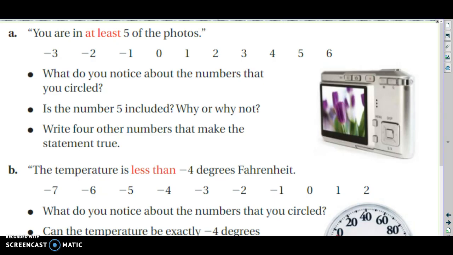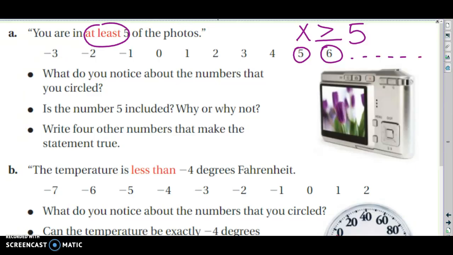So you are in at least 5 of the photos. So you could be in 5, or you could be in 6, or anything bigger than that. So if I translated this into an inequality, we would say that x is greater than or equal to 5, right? At least was our clue that we're saying greater than or equal to.